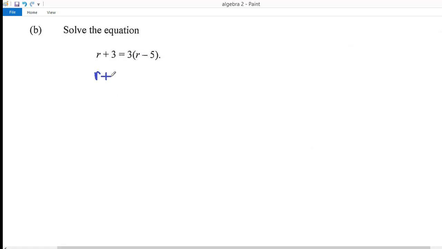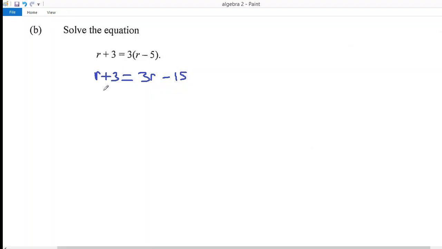So let's expand the brackets on the right hand side of the equation. 3 times r is 3r. Subtract 3 times 5 is 15. Let's bring all the r's to one side. So I am carrying r over here, so to speak. I am subtracting r from both sides, and I'm also adding 15 to both sides.